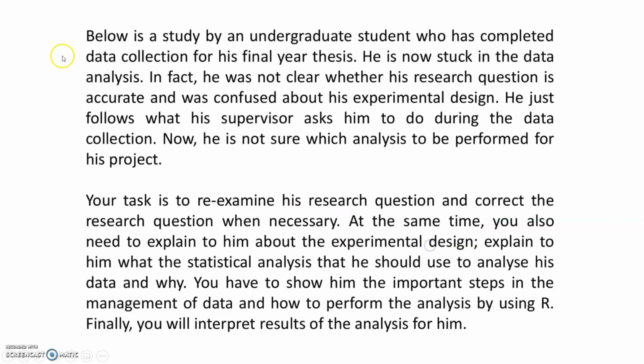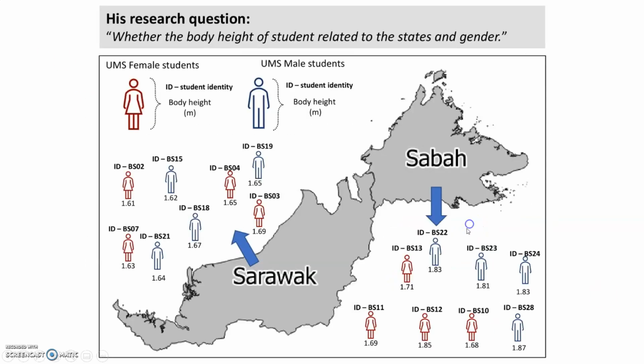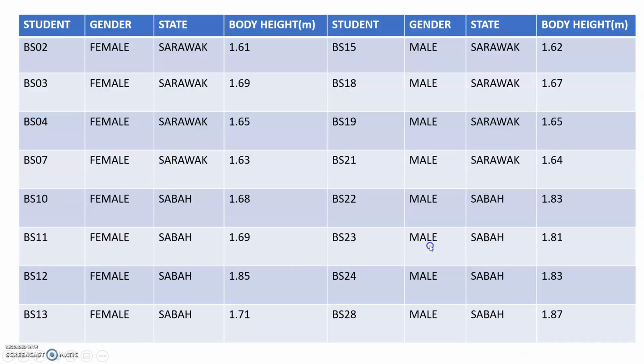So the research question I got is this, and the data collected by the final year project student is this. His research question is whether the body height of students relates to state and gender. I made it into a table to make it more organized. We have 8 female and 8 male, in total 16 students.